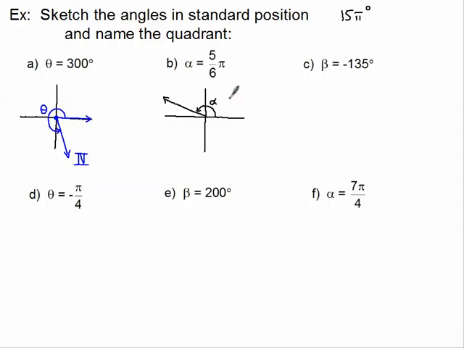Let's name the quadrant. This is I, and this is II. So we're in quadrant 2. We use our Roman numerals. See? Let's go ahead and graph one of these.